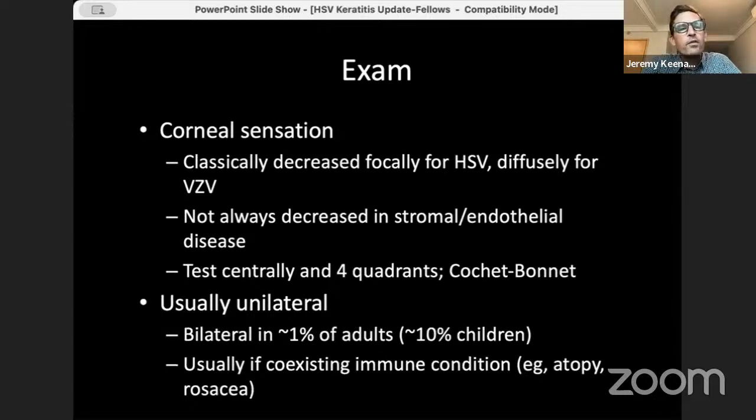So the loss of corneal sensation is usually going to be unilateral, but you can get bilateral loss of corneal sensation in about 1% of adults and 10% of children. In the setting of herpes, this usually happens if there's a coexisting immune condition. People who have atopic dermatitis or rosacea have an innate immune problem, and they can't clear the herpes infections quite as well. So those people are the ones most likely to have bilateral disease.